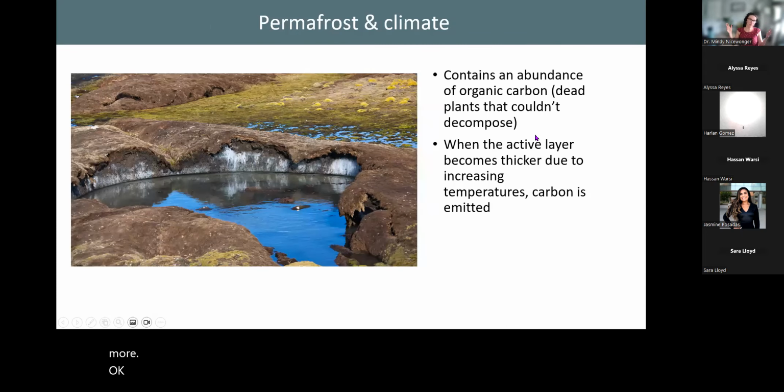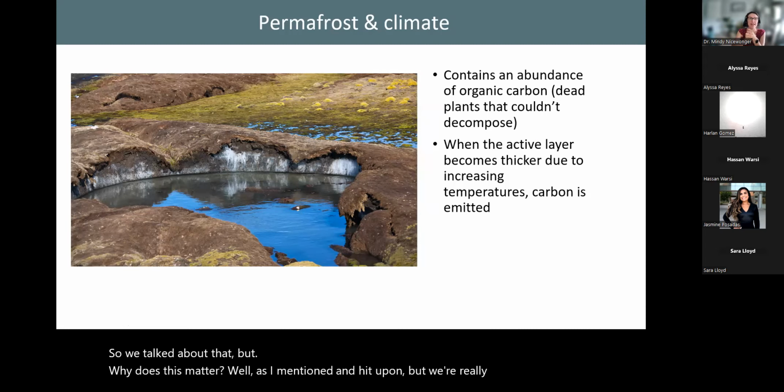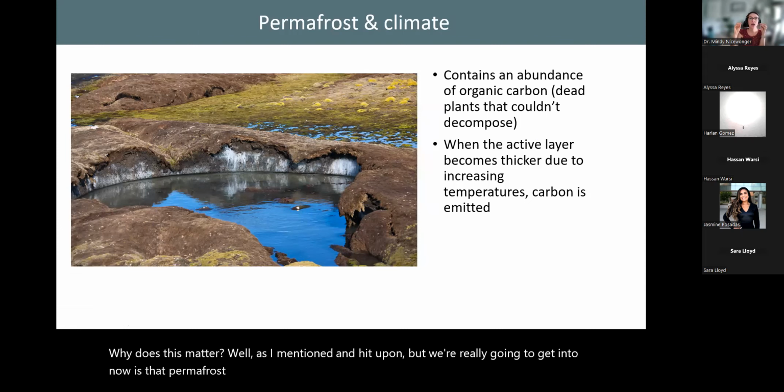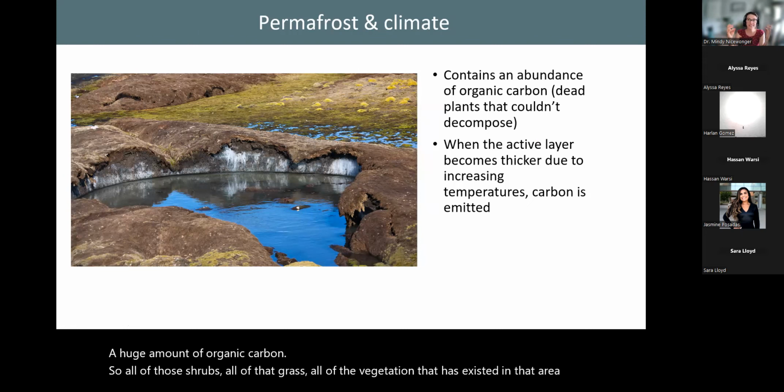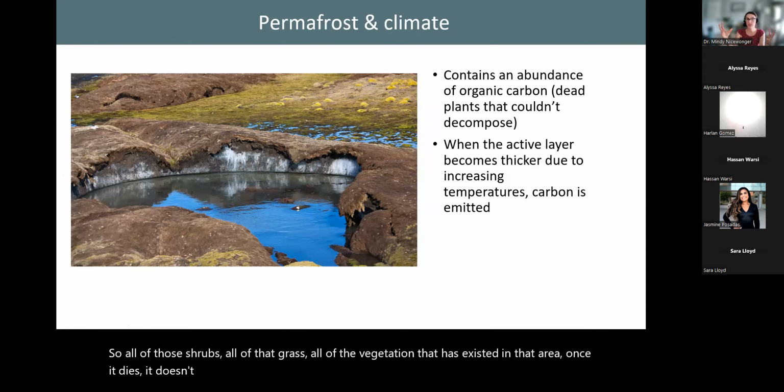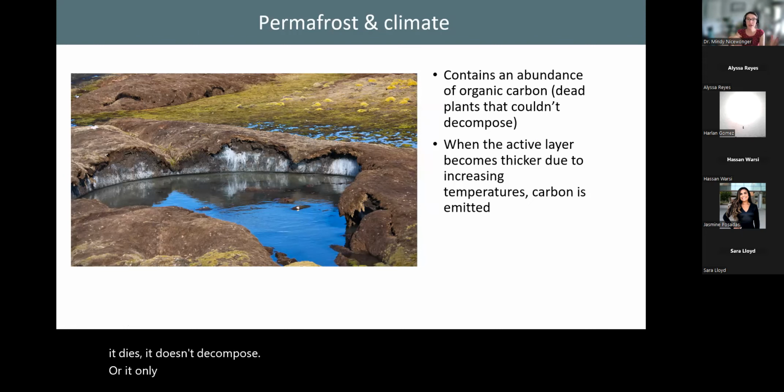Okay, so we talked about that, but why? Why does this matter? Well, as I mentioned and hit upon, but we're really going to get into now, is that permafrost contains a huge amount of organic carbon. So all of those shrubs, all of that grass, all of the vegetation that has existed in that area, once it dies, it doesn't decompose, or it only decomposes a little because the temperatures are so cold.